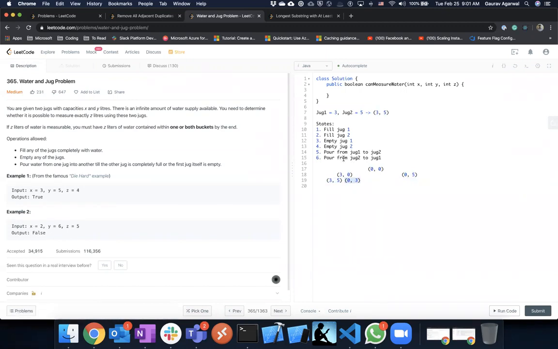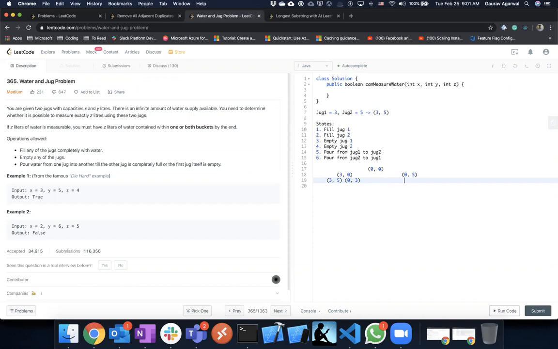For step 6, pour from jug 2 to jug 1. Jug 2 has 0 water, so we cannot pour it into jug 1. Even if we try, it will lead to the same state, so we will ignore that. Now let's look at the right child.